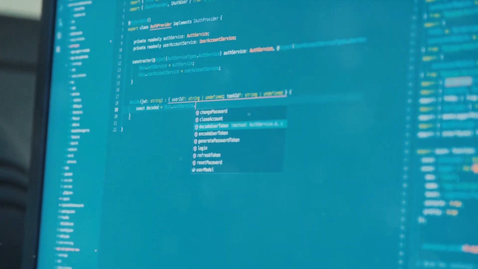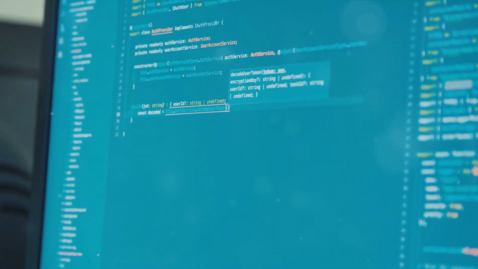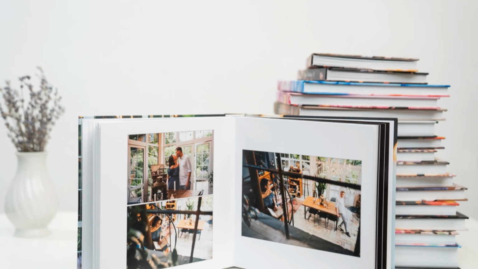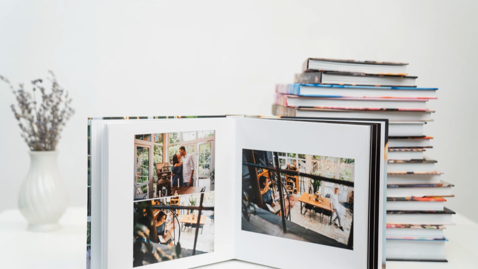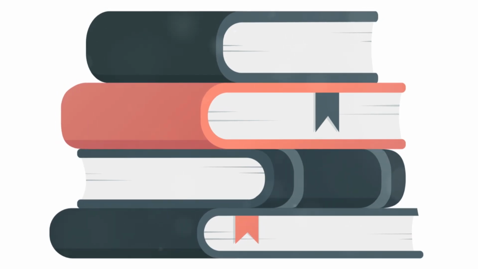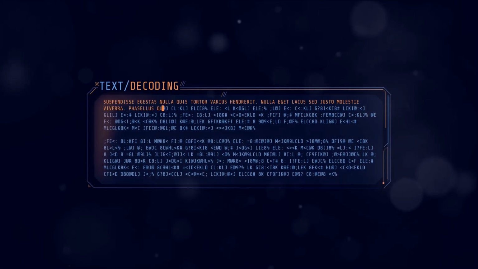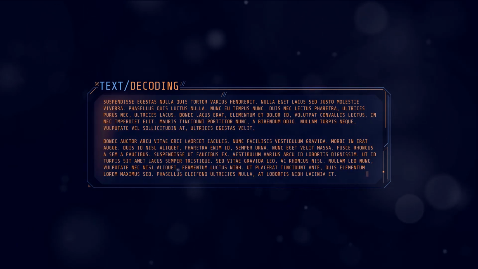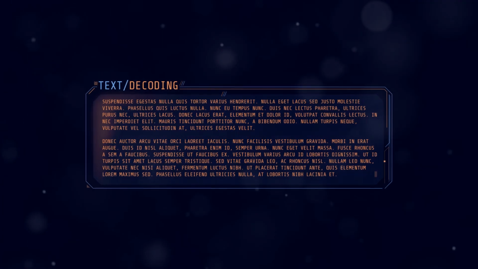Moving on to stacks. A stack is a linear data structure that follows a particular order in which operations are performed. The order can be LIFO, last in first out, or FILO, first in last out. Think of a stack of books. You can only add or remove a book from the top of the stack. Stacks come in handy when you need to reverse a word, check for balanced parentheses, or in backtracking algorithms.